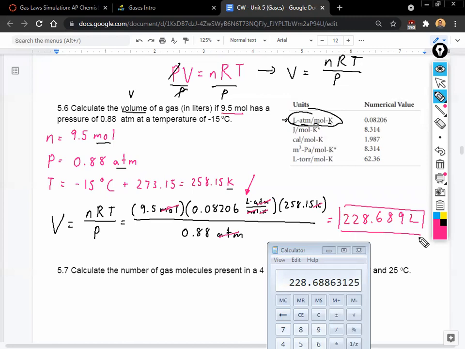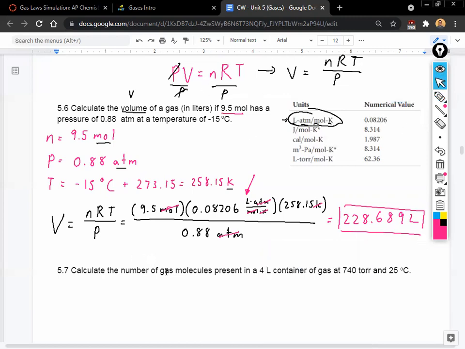So I'm going to have you guys try 5.7 on your own. I'm going to leave this up here for maybe 10 more seconds for people to finish copying down. Now, this one is going to require you to do one extra step because instead of looking for something in the gas law, you're asked to find the number of gas molecules inside of this container. If you guys remember, you're going to have to use one conversion factor, and it's that 1 mole is equal to 6.02 times 10 to the 23rd molecules. So you will need that conversion factor and you'll need the ideal gas law.